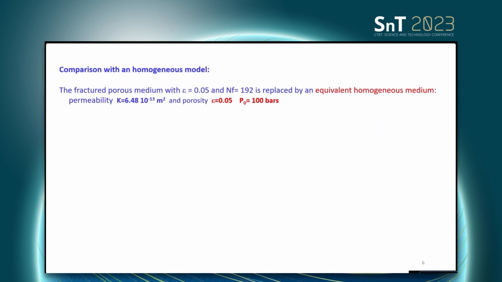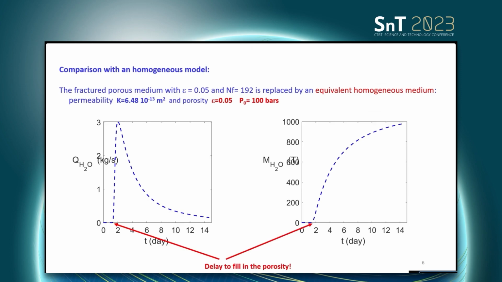I just want to say a few words about the comparison with a homogeneous medium. We can replace the fractured porous medium by a homogeneous porous medium with equivalent permeability, and we keep the same porosity. If we do that, we obtain these results here for the mass flow rate and the total mass transfer. And what you notice is that here you have a delay of about 1 day, a little bit more than 1 day, which is the delay to fill in the porosity by the compressed gas.